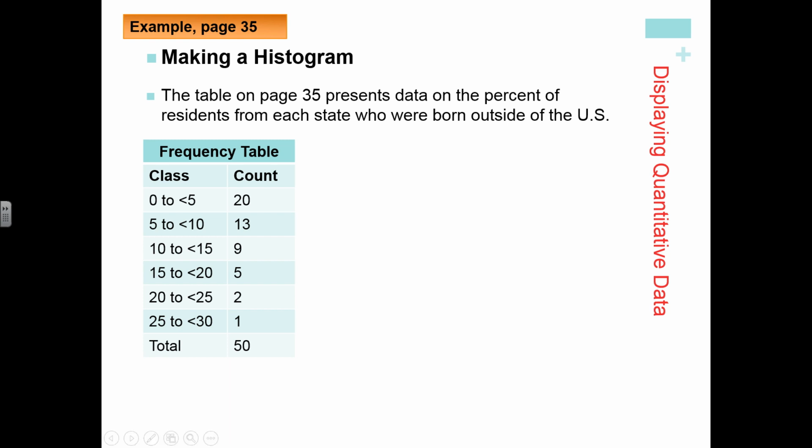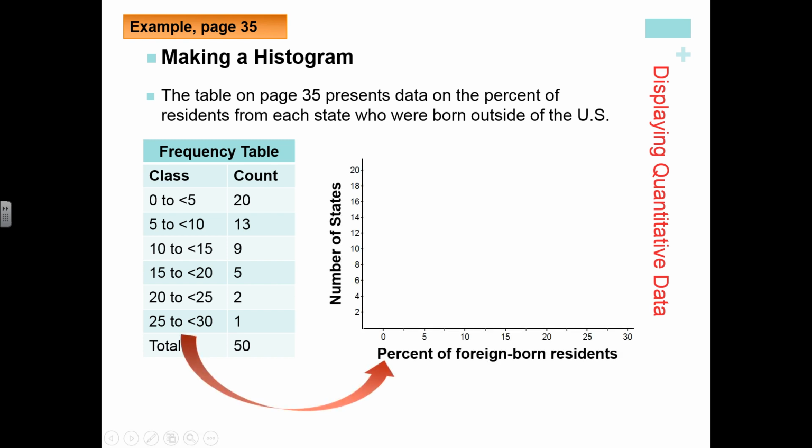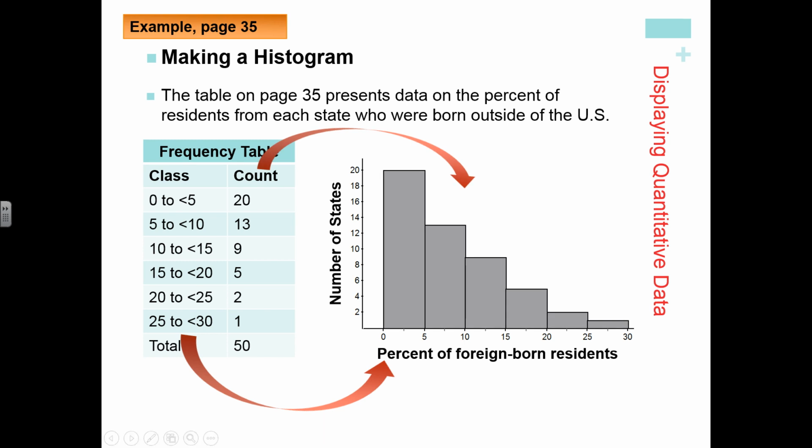So we're accounting for each and every state to figure out what the percentage of residents who are born outside the United States are. Notice the purpose of making a histogram in this case is because we're looking at ranges from 0 to 5%, from 5 to 10%, from 10 to 15%. So we're looking at ranges, and that's what's making it appropriate to use a histogram. So for the histogram, we have the number of states. We're using counts here, so number of states on our y-axis, and on our x-axis or horizontal axis, we have the percent of foreign-born residents.